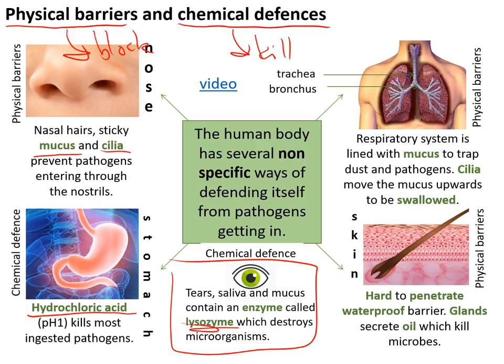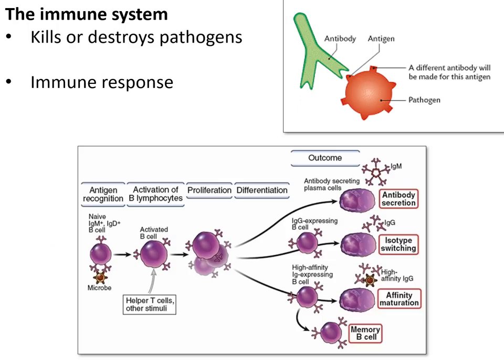Despite our physical barriers and chemical defences, sometimes pathogens will make it into the body, and it is the job of the immune system to destroy them when they do. So they kill or destroy pathogens. Don't just say they fight them. That's a bit weak and lily-livered. They destroy pathogens through something called the immune response.